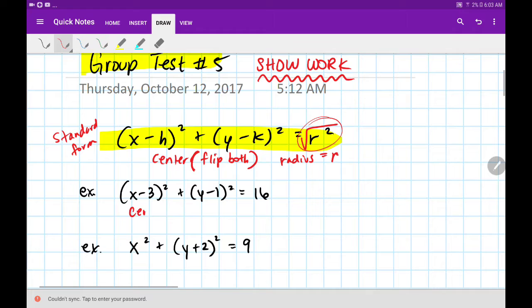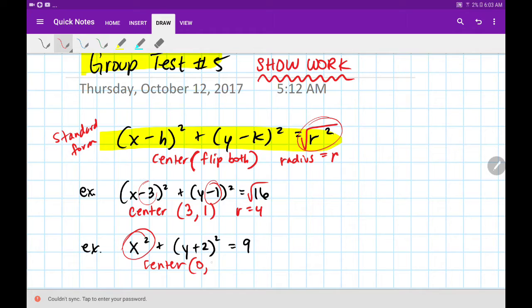Over here, my center would very easily, I would flip the inside number, I would flip the inside number, we're going to flip, flip, and my radius would be 4, that's the square root of 16. For the second example, my center, well, right now I'm missing a number. That means that the number is really 0. I'm going to flip this guy. It becomes -2. And my radius would just be 3.